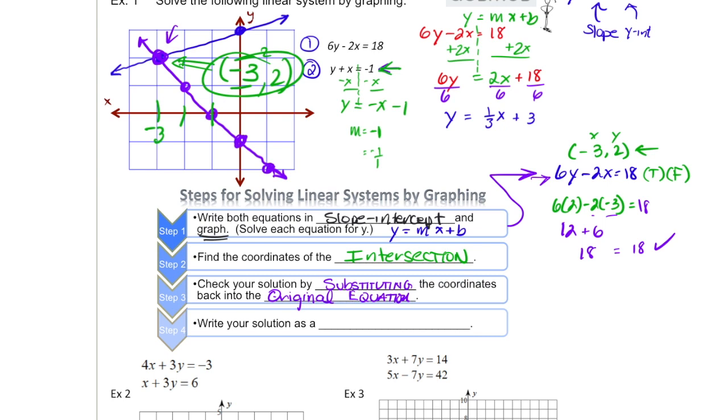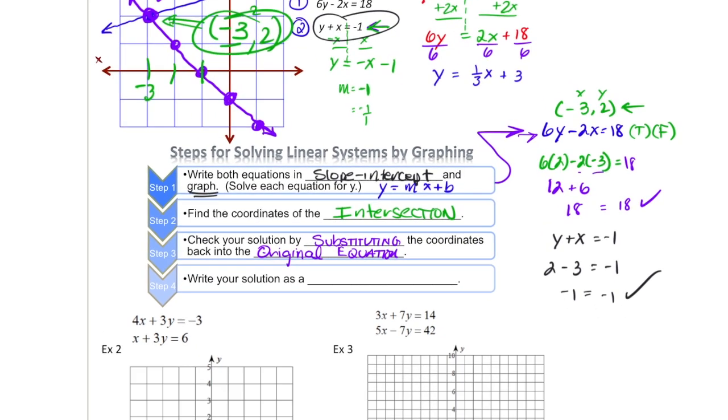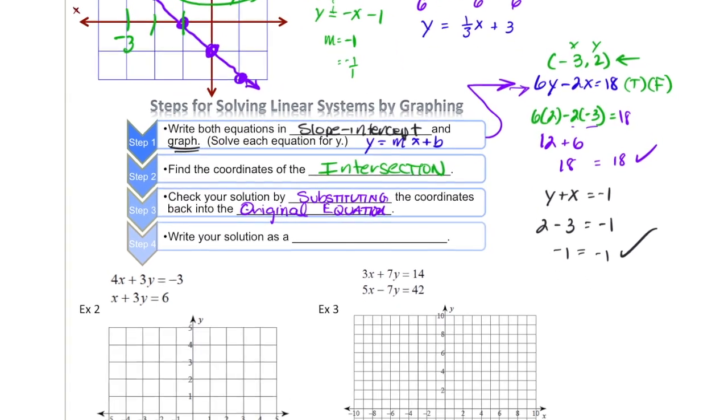Okay, then I'll just check it in the other equation because it has to make them both true. So my other equation, this y plus x equals -1. Let's see, my y is a 2, my x is a -3. Does that give me -1? Yes, it does, and that is a check then. Both of them are satisfied by that solution, and so it's a solution to the system. And then write your solution as an ordered pair.